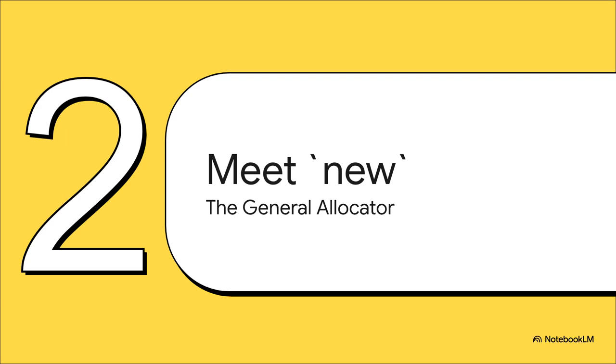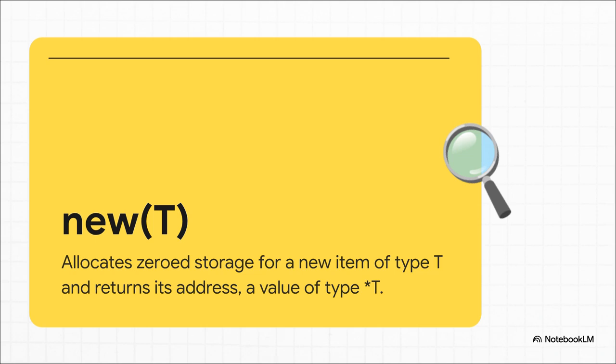Okay, first up to the plate is new. The best way to think about new is as your basic, no frills, just get me a piece of memory tool. It's the most fundamental of the two. So here's the deal with new T. It does two things. First, it carves out just enough memory to hold whatever type T you give it. Second, it fills that memory with zeros. That's it. It doesn't know anything special about the type, it just zeroes it out and then hands you back a pointer to that new memory location.